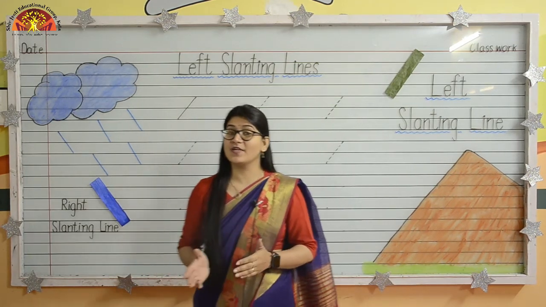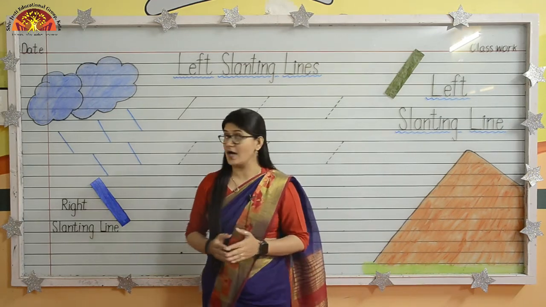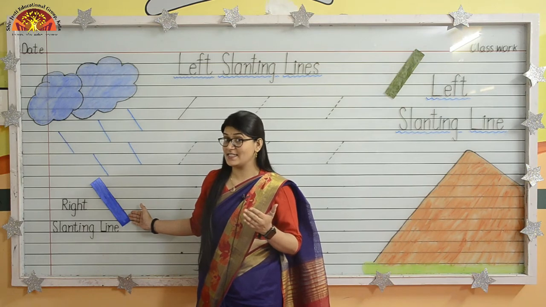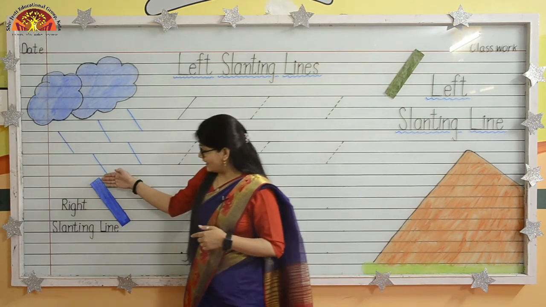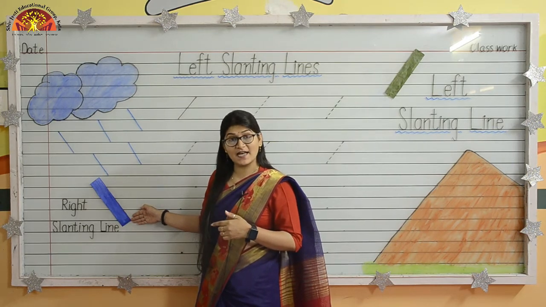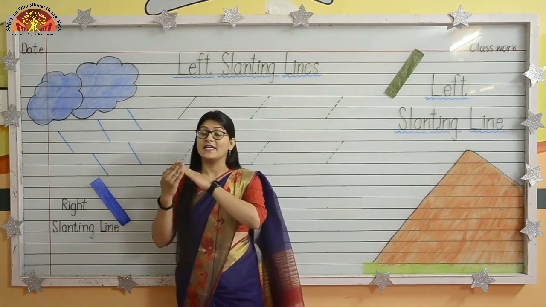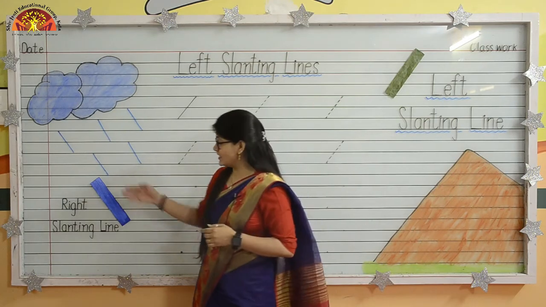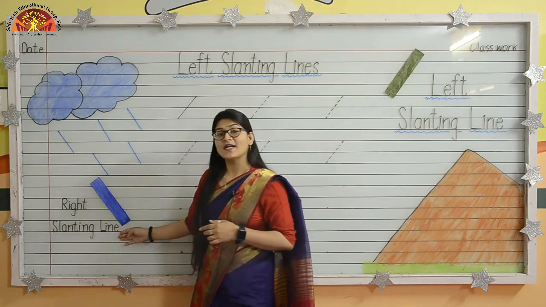Kids, in the previous class we have learned about right slanting line. So what is right slanting line? A line that is slant towards right hand side, it's called right slanting line.